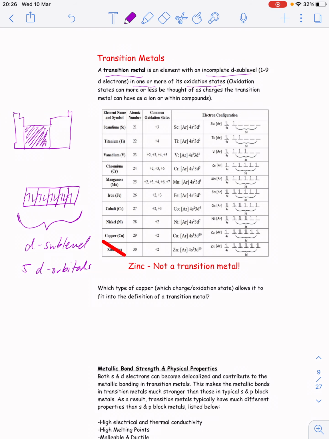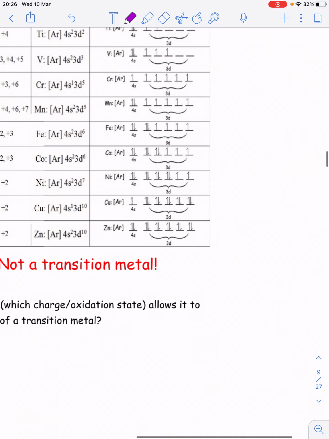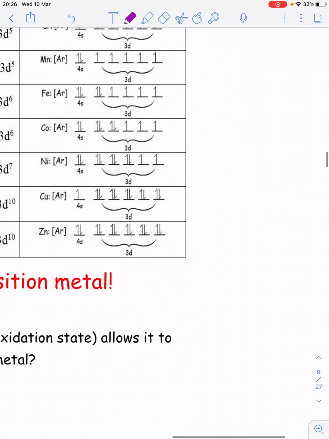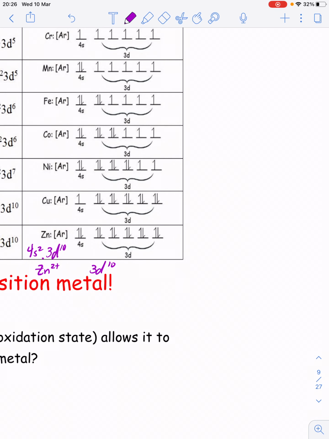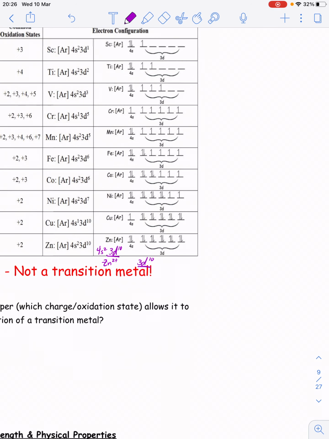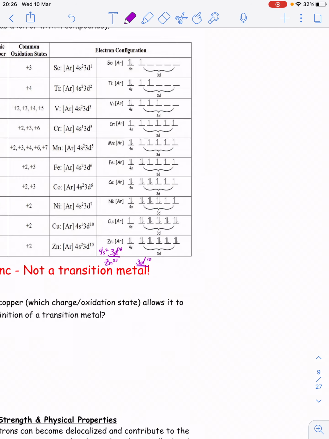So for this reason, zinc is technically not a transition metal. Zinc's 2 oxidation states are either neutral, where it has a configuration of 4s2 3d10, and it also forms the zinc 2+ ion, where its configuration is just 3d10. So in both of its oxidation states, it has 3d10. Therefore, zinc doesn't qualify as a transition metal. It's a d block metal, but not a transition metal.